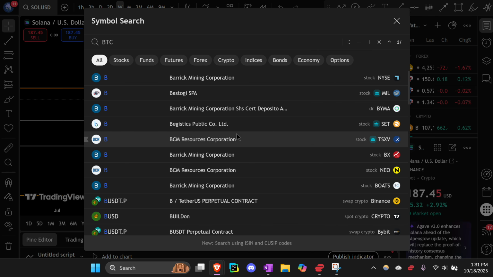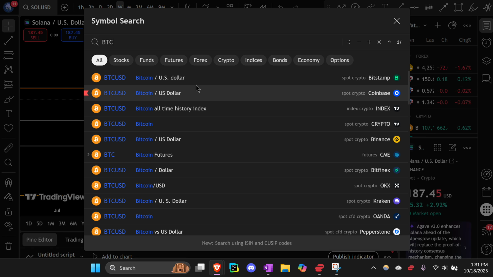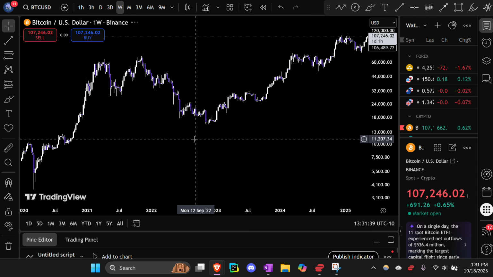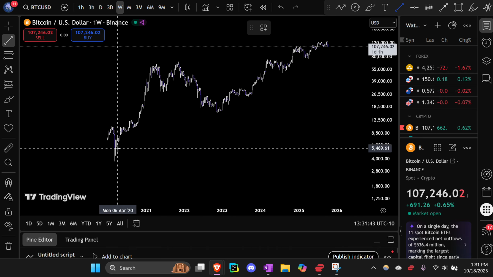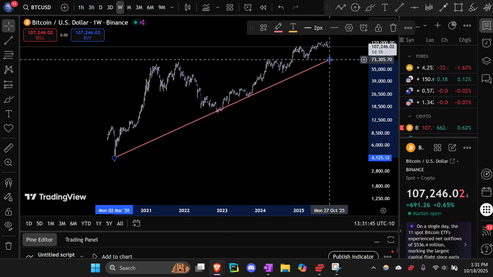And a great example is right here. This coin, it's the original Bitcoin, has a trend line too.